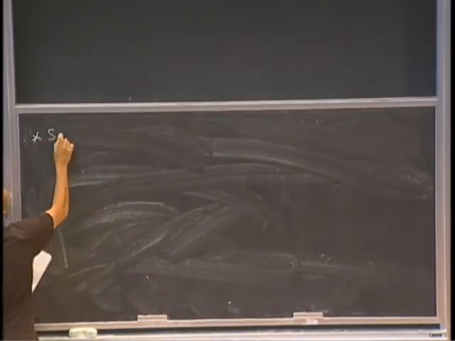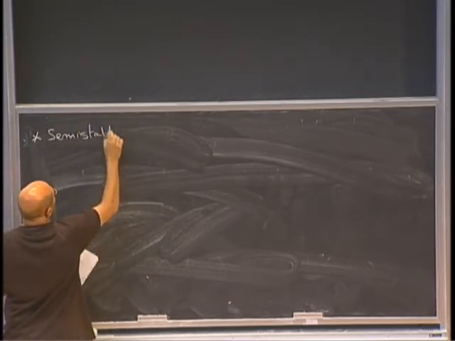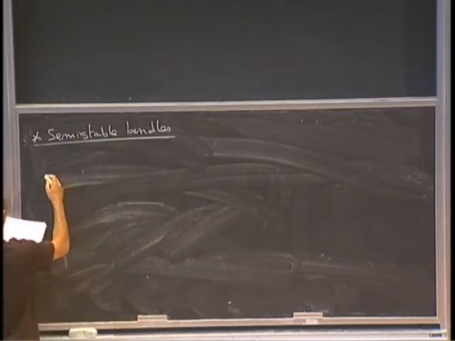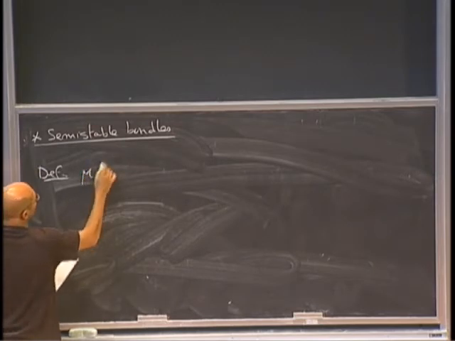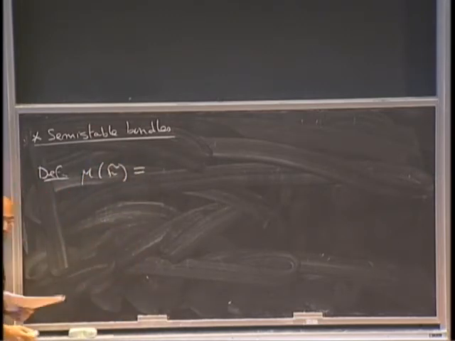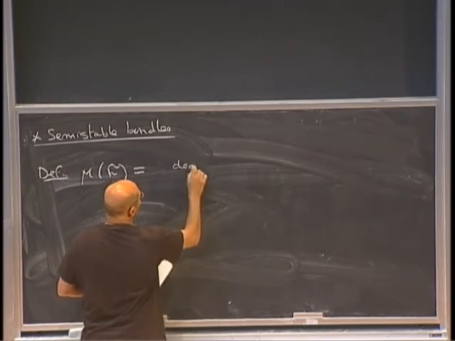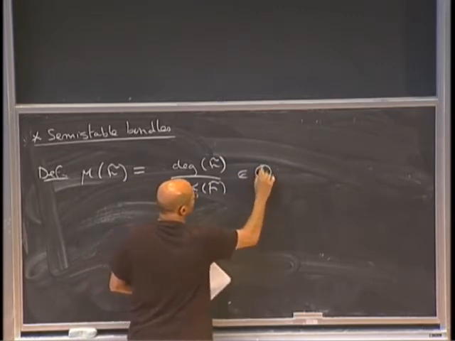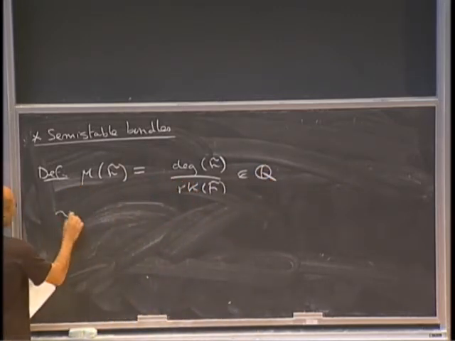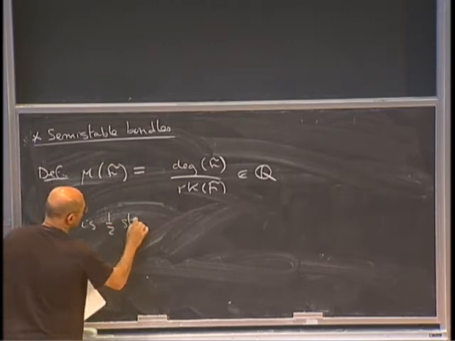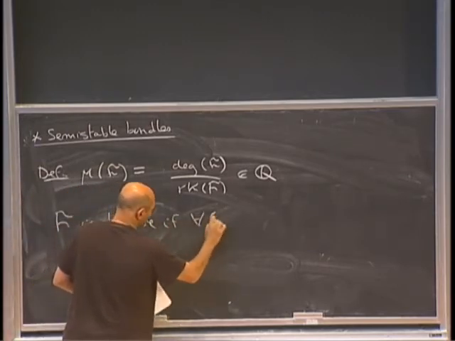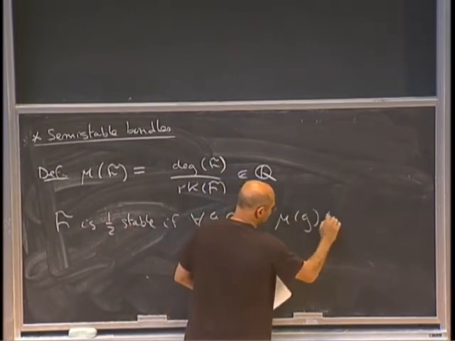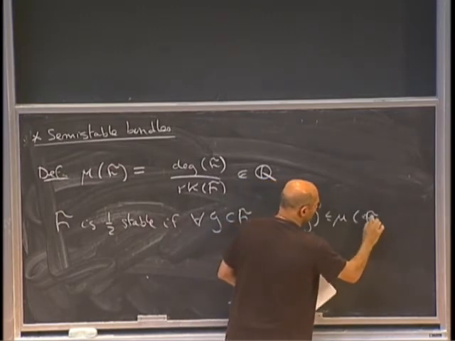So first I have to define what is a semi-stable vector bundle. So let's just define the slope of a vector bundle as the quotient of the degree by the rank. This is a rational number. And you say that F is semi-stable if any subsheaf of F has a smaller slope, in the broad sense, than F.